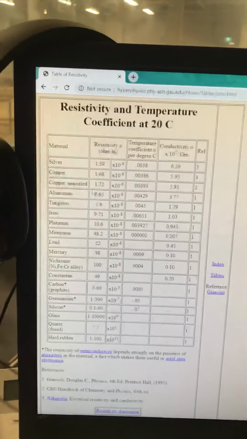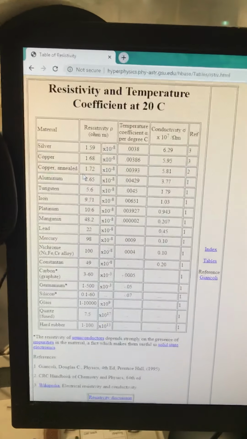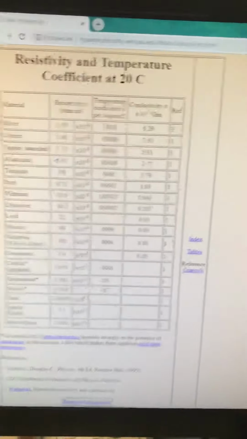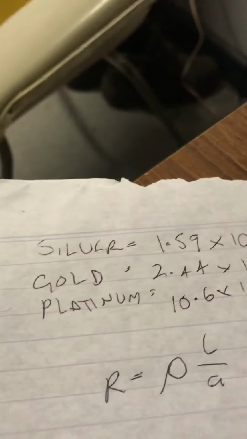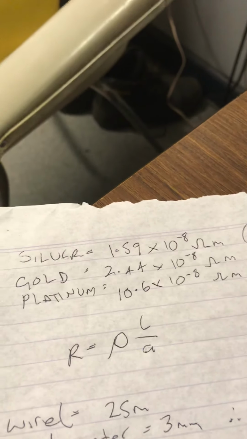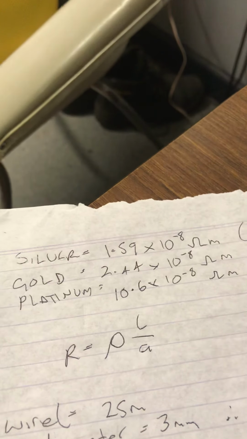So, I've gone into Google and searched resistivity and temperature coefficient at 20 degrees Celsius, which is usually what they do it at. And I've looked up the three that I was looking for in our homework question, which is silver, gold and platinum. So silver has 1.59 by 10 to the minus 8 ohm meters in resistivity, which is a very small number obviously, so it's very conductive.